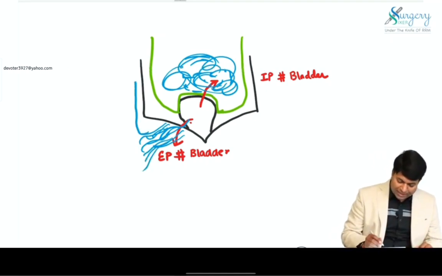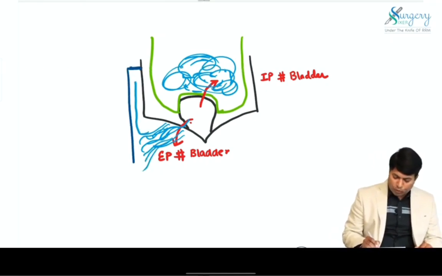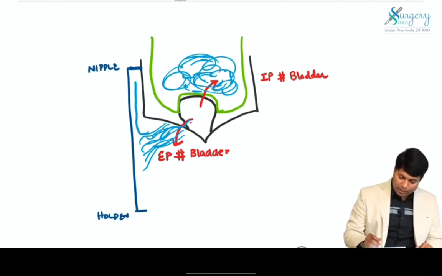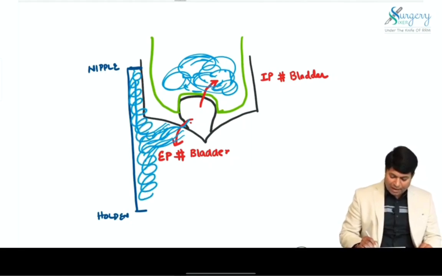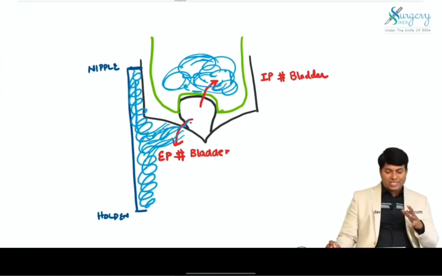It will extend up to the nipple level above and up to Holden's line below. Between Holden's line and the nipple, you will have urine extravasated like this. So this is extraperitoneal rupture of bladder. So which is more dangerous? Can you tell me from this itself?